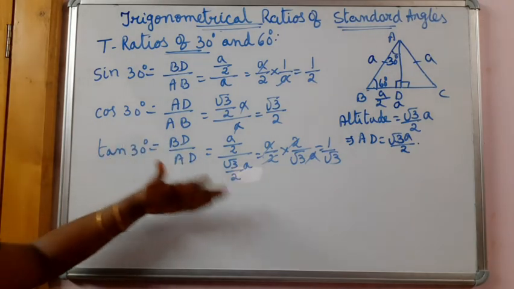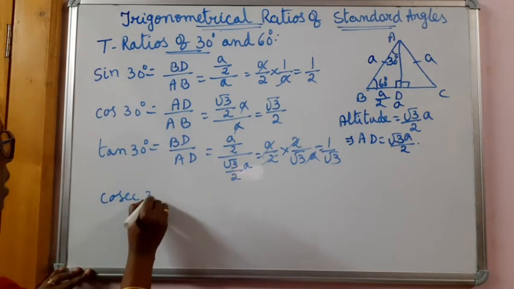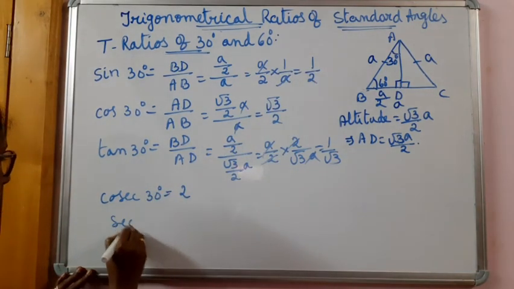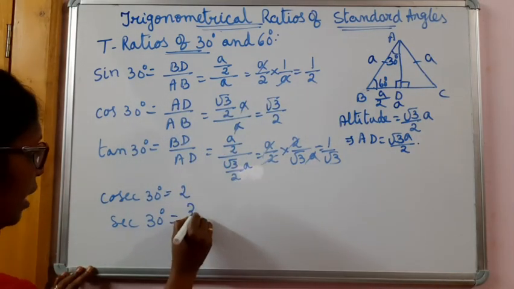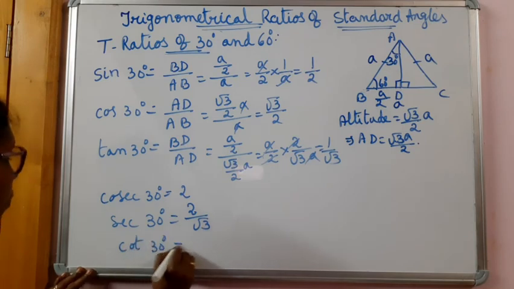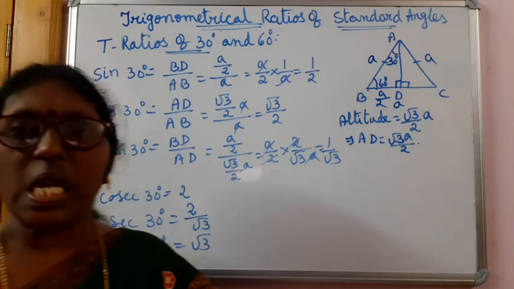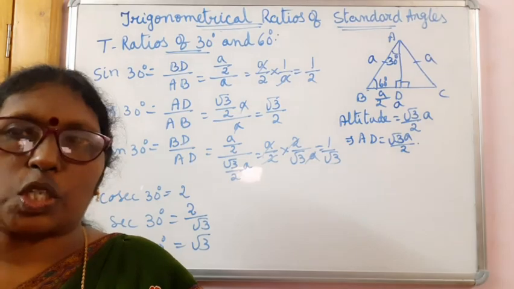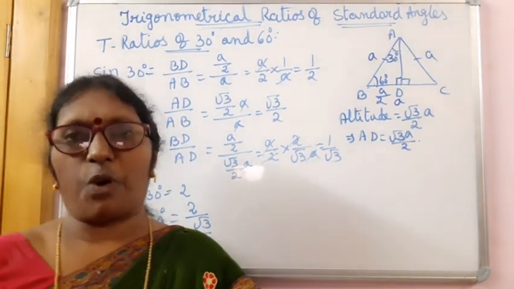Just like how we have done for 60 degrees, let us find the others. Cosec 30 degrees is equal to the reciprocal of sine 30, that is 2. Sec 30 degrees is equal to the reciprocal of cos 30 degrees, that is 2 by root 3. And cot 30 degrees is equal to the reciprocal of tan 30, that is root 3. So with this, you have learned how to find T ratios of 30 degrees, 60 degrees and also 45 degrees.